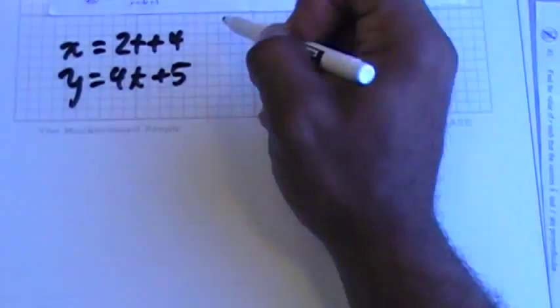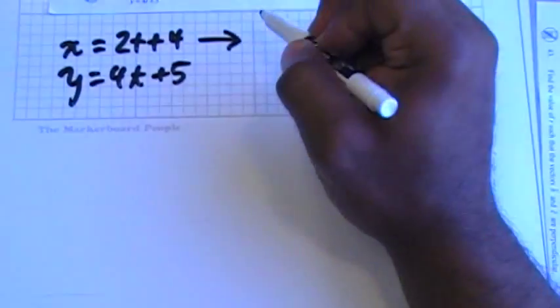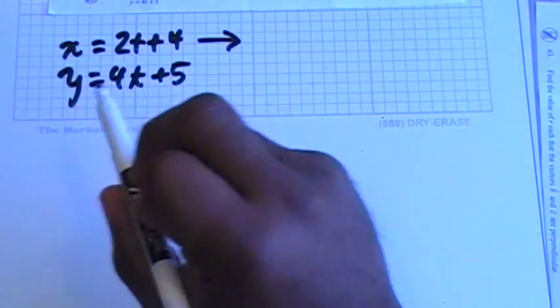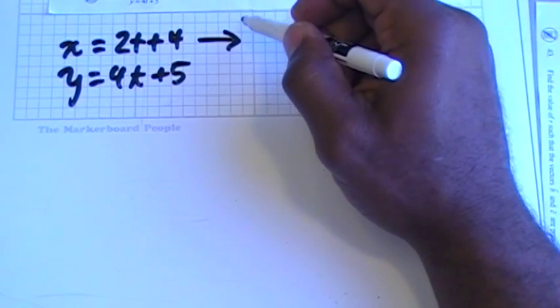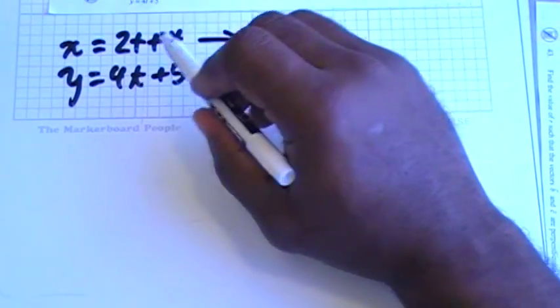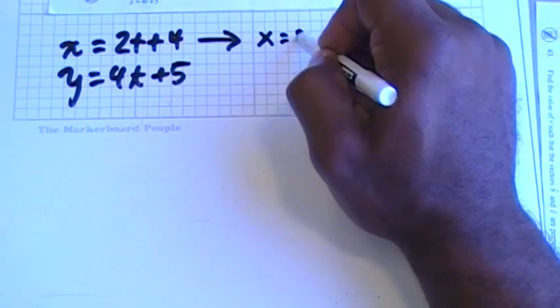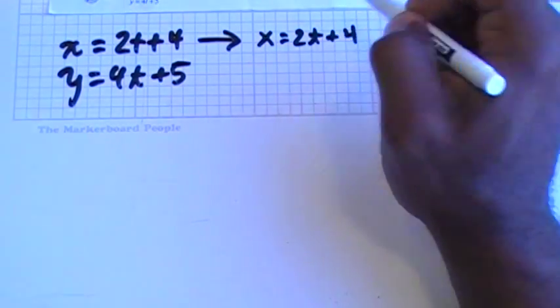All right, and we need to solve for t for one of the equations. So I like choosing the x equation to solve for t, because I'll end up having y is equal to something, which leads us into a better equation, or being able to recognize the equation. All right, so x is equal to 2t plus 4.